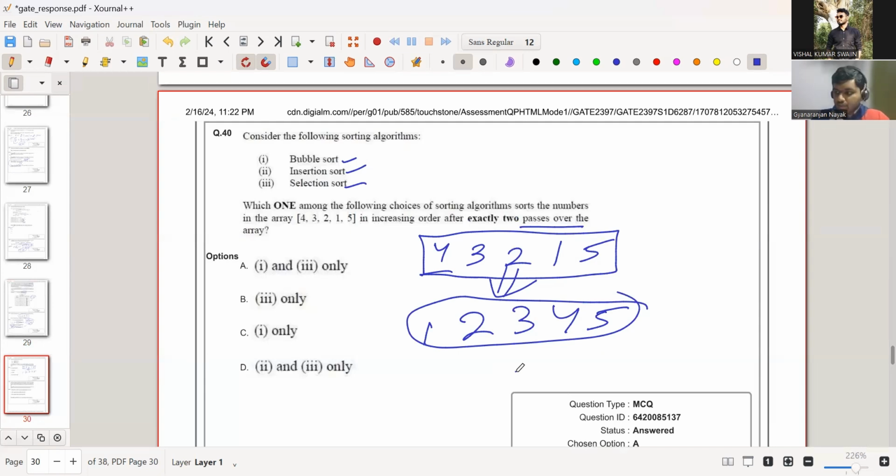So here you notice that option B is correct, because only in selection sort, after 2 passes, the array is sorted. So we proceed for next.